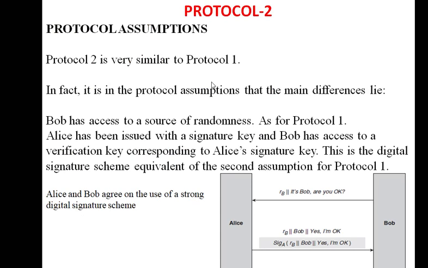It is very similar to protocol 1. In fact, it is in the protocol assumptions that the main difference lies. Bob has access to a source of randomness, as for protocol 1, and Alice has been assigned a signature key, and Bob has access to a verification key corresponding to Alice's signature key. This is the digital signature scheme equivalent to the second assumption for protocol 1. And Alice and Bob agree on the use of a strong digital signature scheme.